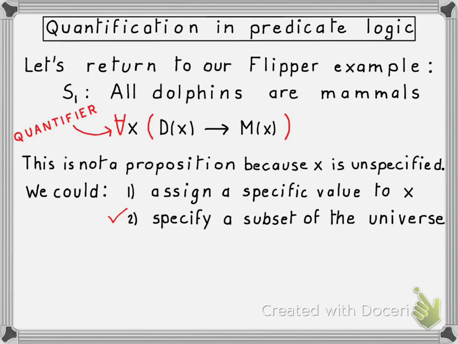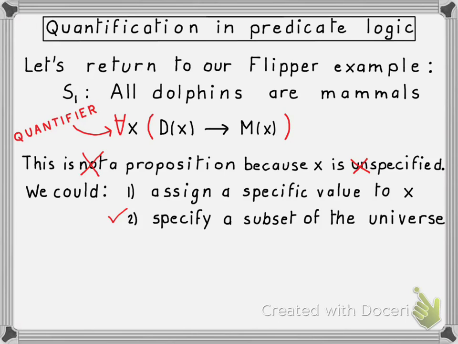So the significance of this second observation is that by adding the quantification, we turned something that was not a proposition into a proposition. In other words, this expression here is definitely a proposition now because the value of x is not unspecified anymore. Before we added the quantification, it wasn't clear at all which value of x was intended when we said D of x implies M of x. And as a result, this expression was not a proposition. It didn't have a truth value.